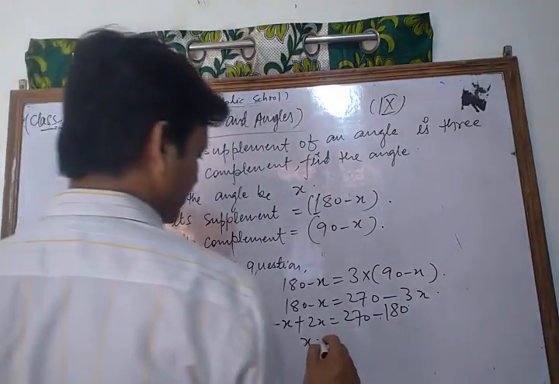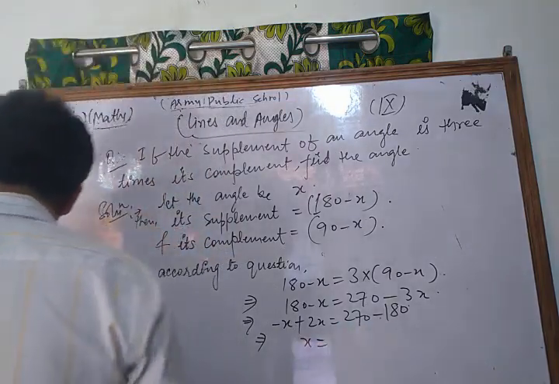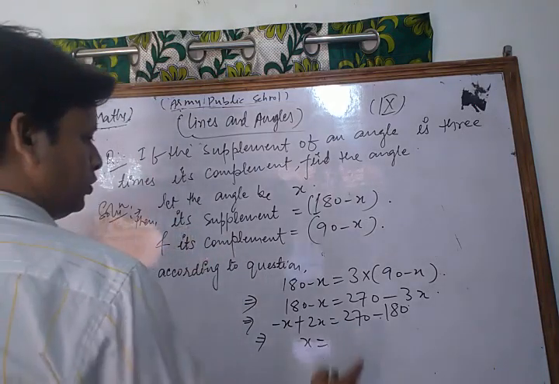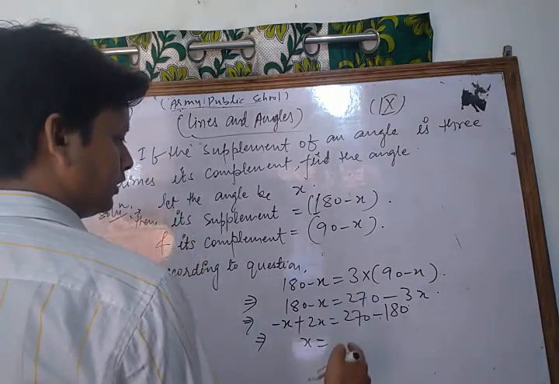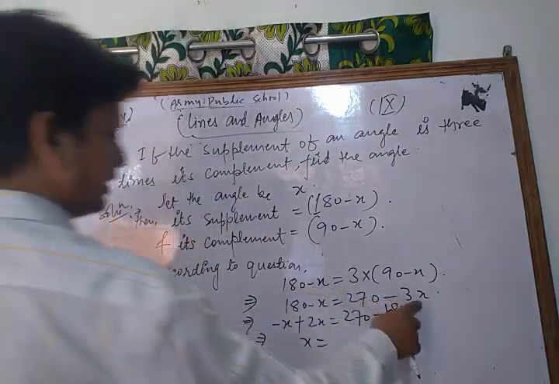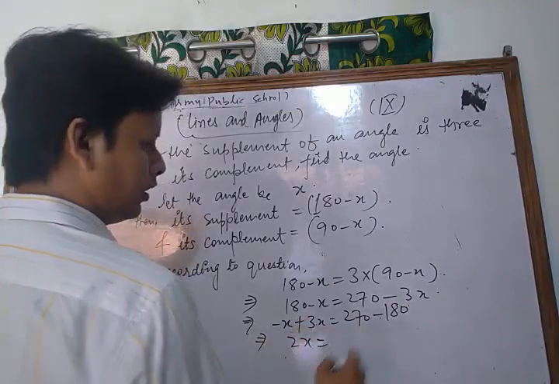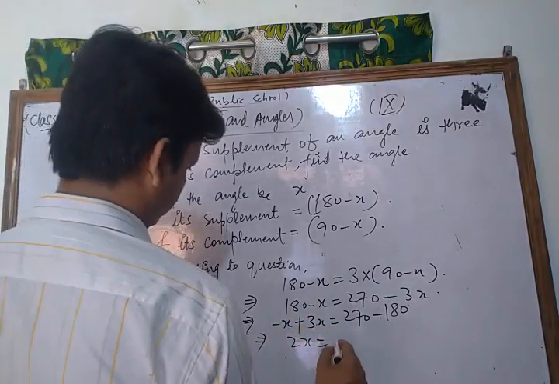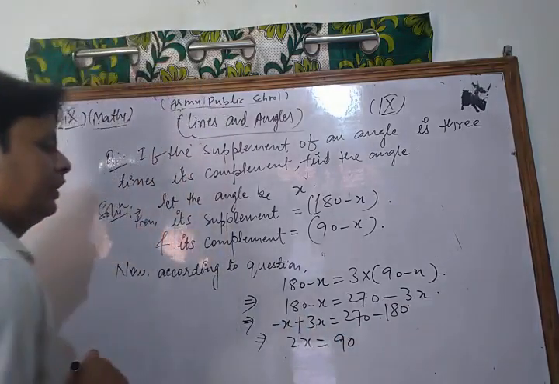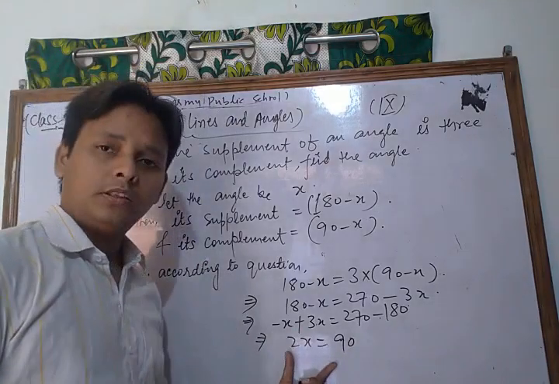And here this is 270 minus, okay, 180. So what do we get? Oh sorry, this is 3x here. So here we transfer 3x, and we get plus 2x. Now this is 90. So 2x is equal to 90.